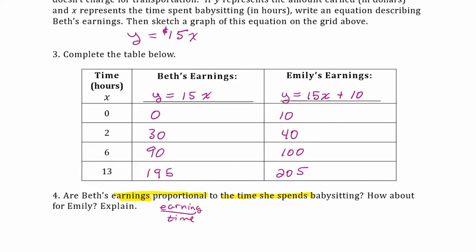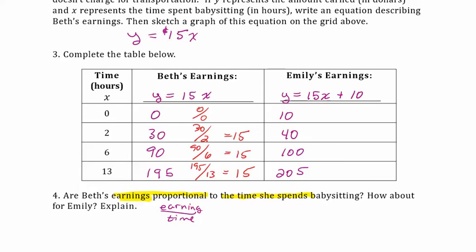So for 0, she earns $0 for 0 time. That's a little weird. Okay, let's do the next one. So she earns $30 for 2 hours of time. That's 15. $90 for 6 hours of time. That's 15. $195 for 13 hours of time, and that is also 15. 0 divided by 0 is undefined. We won't talk about that one.